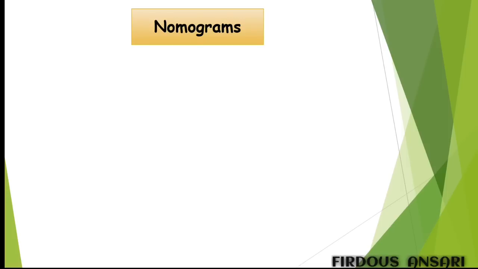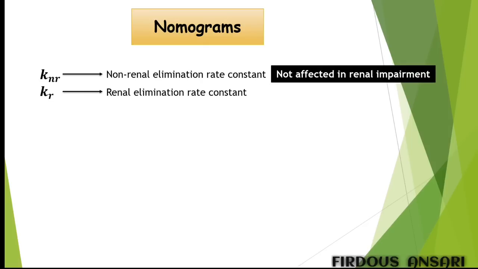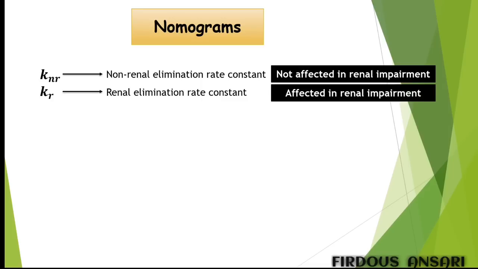Now first of all, we'll try to understand how to use these nomograms. Now see, in uremia what happens? Uremia is a renal disease, so renal excretion is affected, and so it is assumed that non-renal elimination of drug is not affected by renal impairment. So we have KNR. KNR means non-renal elimination rate constant, which is not affected in renal impairment, whereas KR means renal elimination rate constant, and this is basically affected in renal impairment.